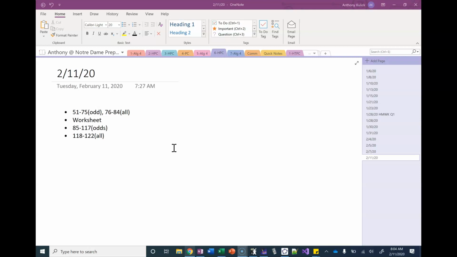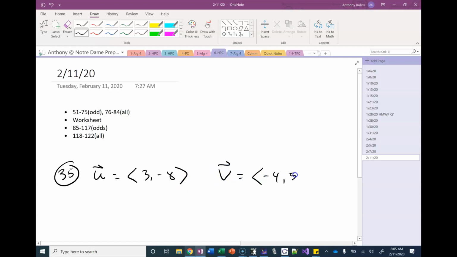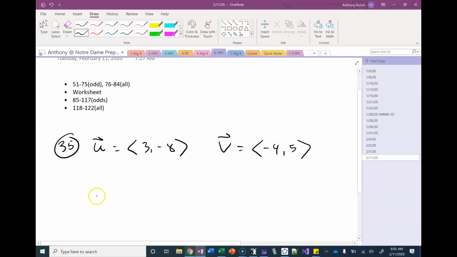Anjali? Sure. So Anjali asks for an example of finding the angle between 2 vectors. So what I'm going to do is number 35 from the homework, which is that question. So we're given that vector u is ⟨3, -8⟩, and vector v is ⟨-4, 5⟩.